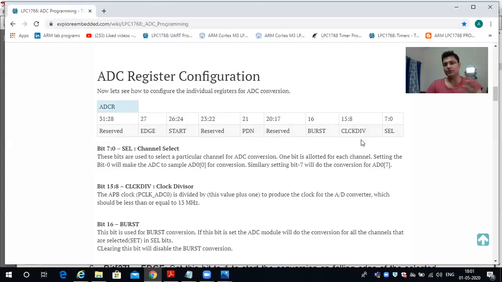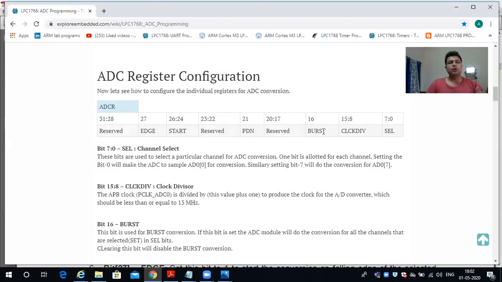So if you want to do further division in any way, we can manage that using the value written in bits 8 to 15. If the value we are expecting is not possible through those four options, then accordingly we can write a value of our choice in the clock division, and further divide the resultant peripheral clock.